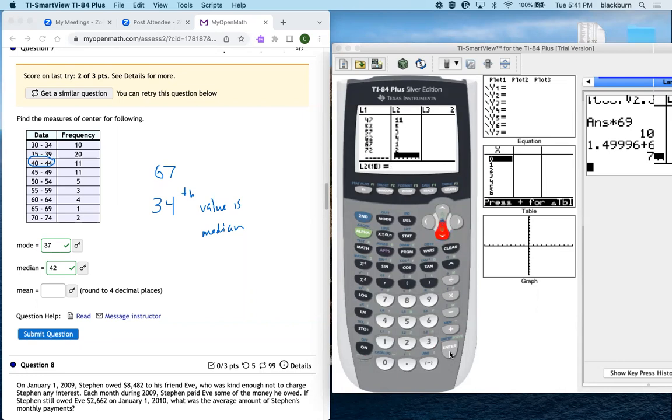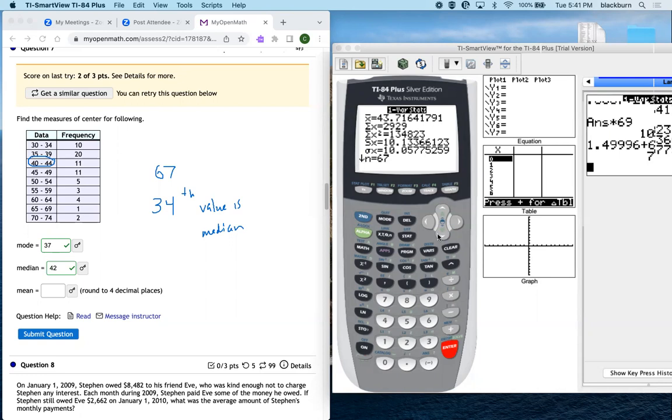And now I'm going to calculate the same way I calculated before. So I go stat, calculate. I still want one var stats. This time, however, I have a frequency list. So when I pop down the freq list right there, I got to put L2. That column was L2. So I go second, L2 is the 2. So second L2 is my frequency list. Now hit calculate. And there you go.